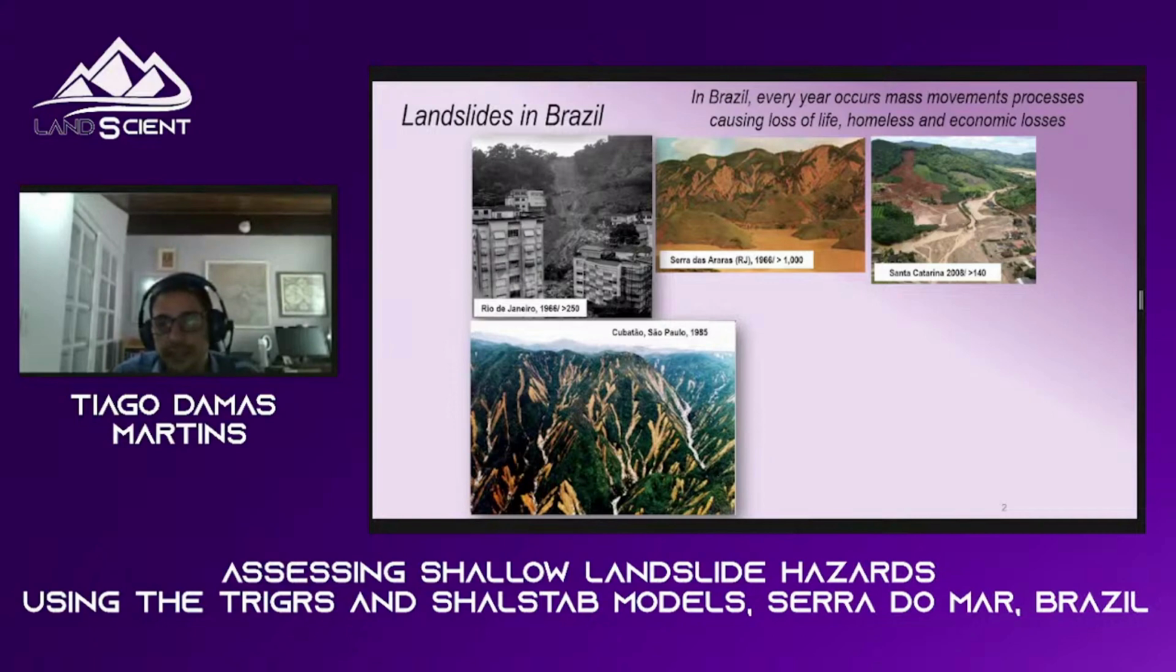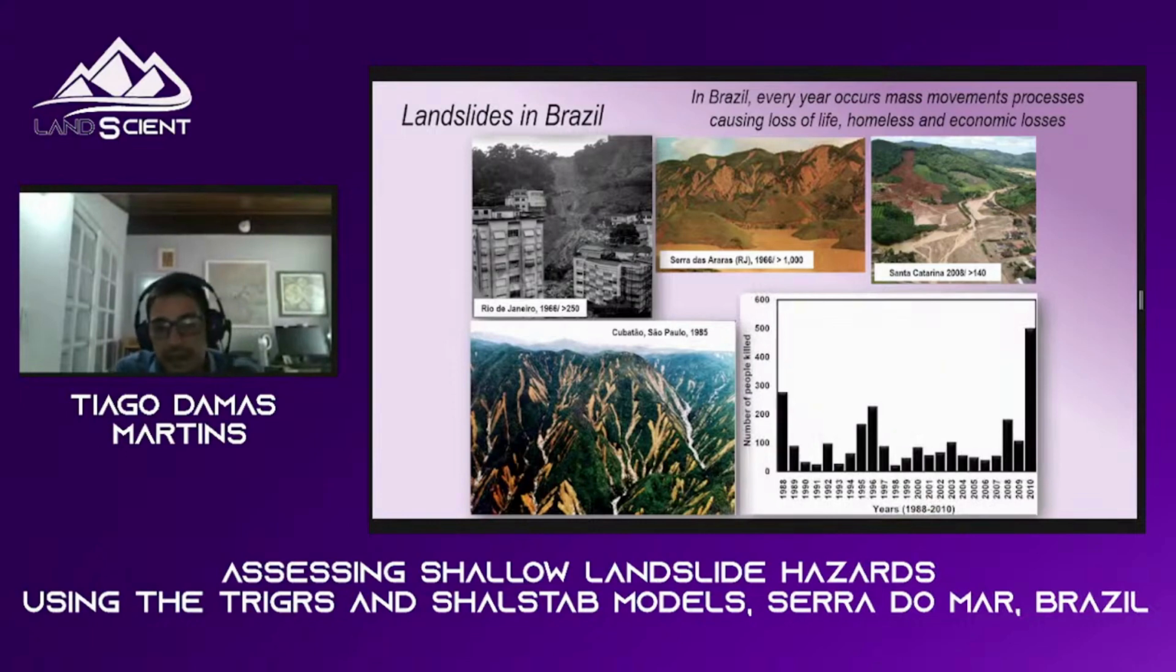Next, you can see Santa Catarina. It's a southern state where the Serra do Mar, let's say, begins in the south, especially in the Itajaí Valley. In 2008 it was severely affected by mass movements, debris and mud flows, as well as floods, and at least 140 people died. And Cubatão, a city near São Paulo that holds one of the largest industrial plants we have, was severely affected in 1985, as you can see in the pictures.